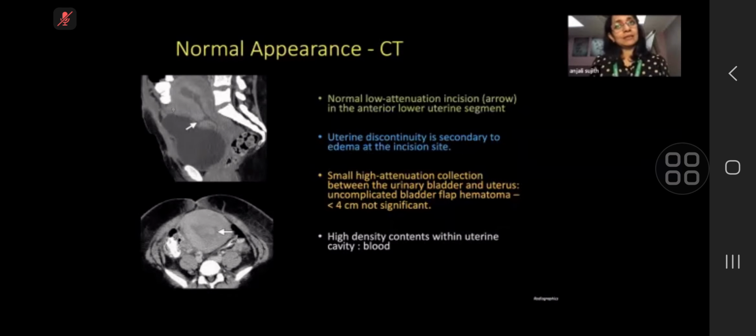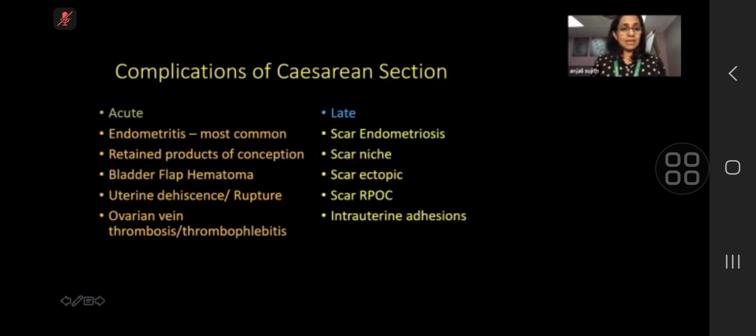Now, it is common to get a bladder flap hematoma when there is a lower segment wound here. It is common for it to bleed and form a small hematoma here. But it's important that it is less than 4 centimeters. Less than 4 centimeters is not significant. But if it is more than 4 to 5 centimeters, then we are worried about uterine wound dehiscence or rupture. So these are the complications of cesarean section, endometritis being the most common, and these are the other complications.